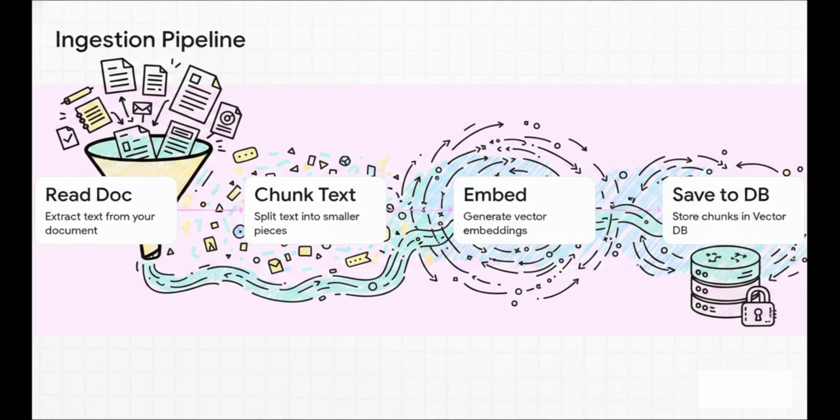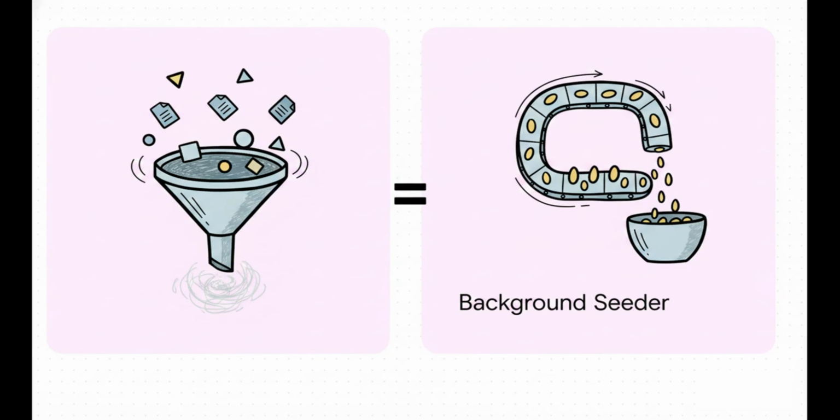Together, these steps form your ingestion pipeline. It's where you prep, process, and ultimately save your documents. In standard clean architecture, think of this ingestion phase exactly like running a background job or data seeder.